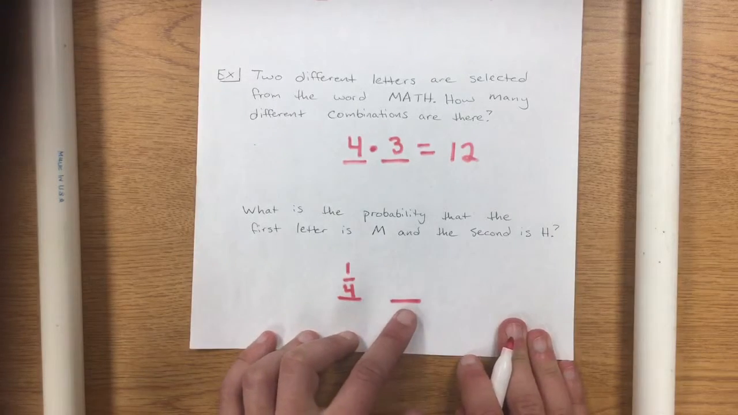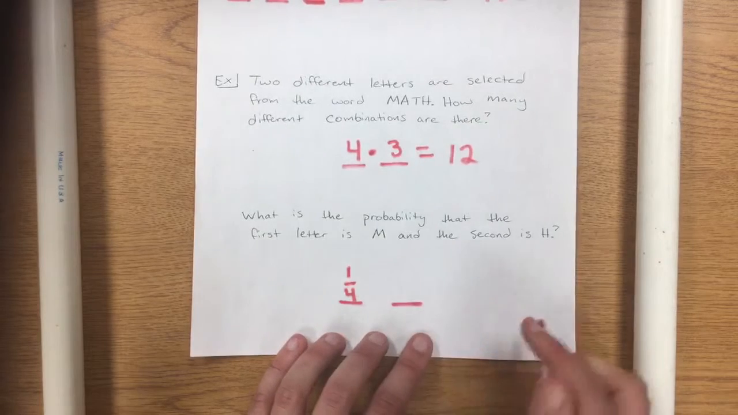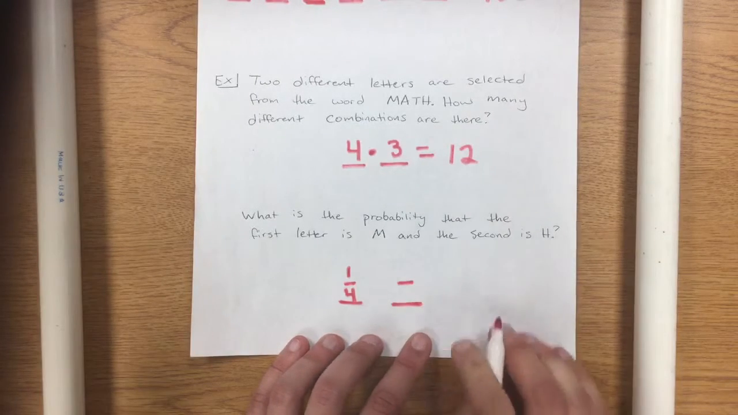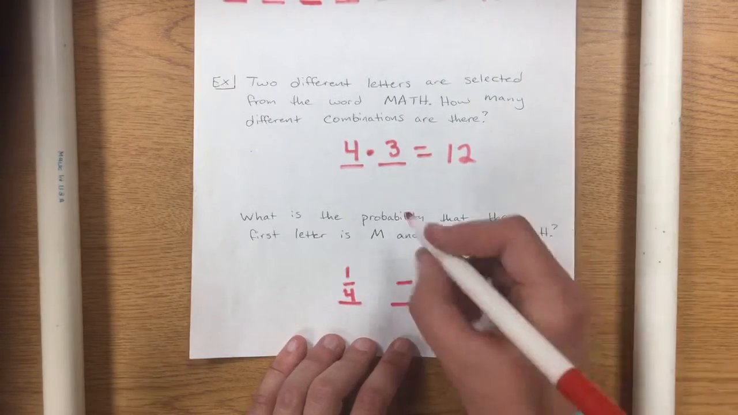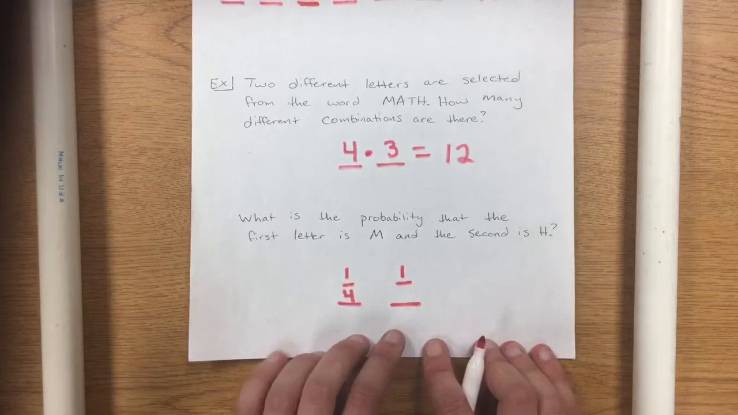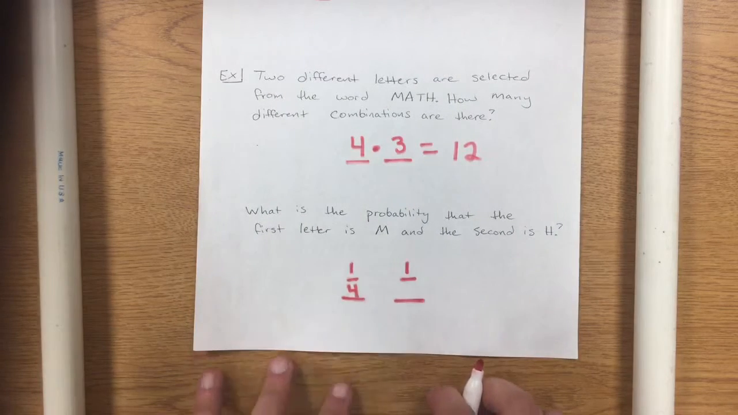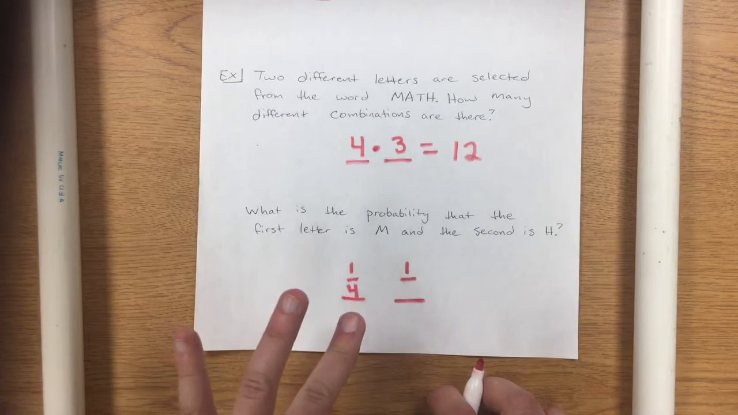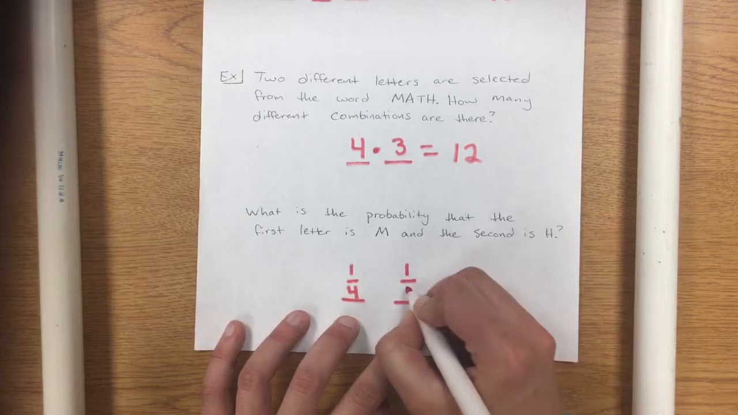Now we need to figure out the probability that the second letter is H. So of our letters that are left, how many are H? 1. So 1 goes on top. Now on bottom, we remember that we already took M out. So before we had 4 letters, we took M out. So how many letters are left to choose from? 3.